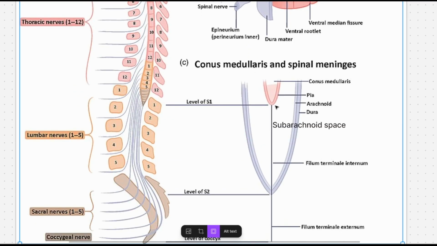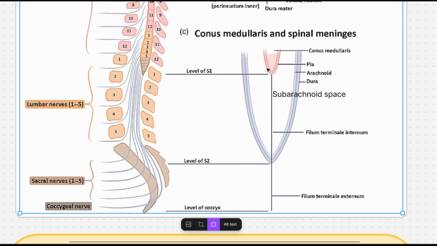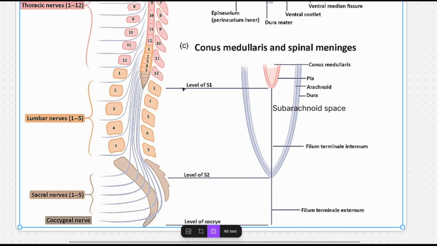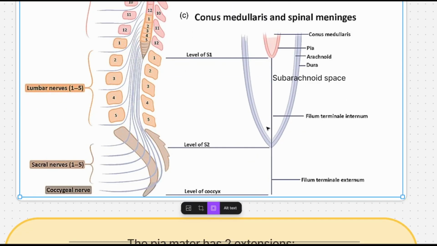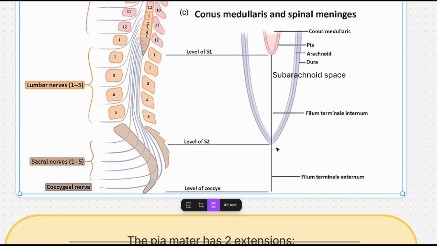And also, there's this extension which is called the filum terminale. Now, the internal part is the part that exists inside, between the pia and the dura and arachnoid. Now, you can see the pia doesn't exactly terminate at the same level, which is the level of S2. The pia terminates at the level of S1. So this space, there's this cord extension called the filum terminale, and the internal part is called the internum, and the external part is the externum. Okay.